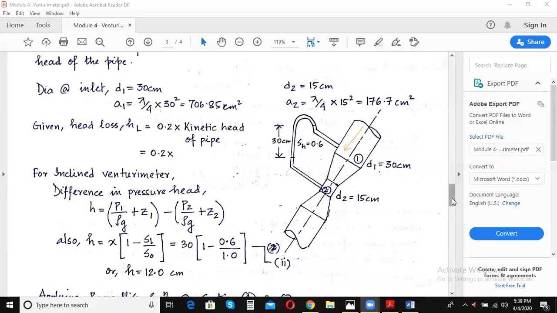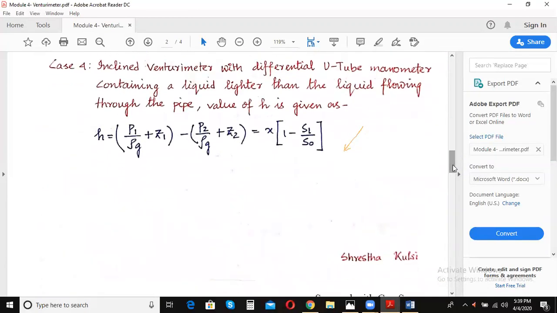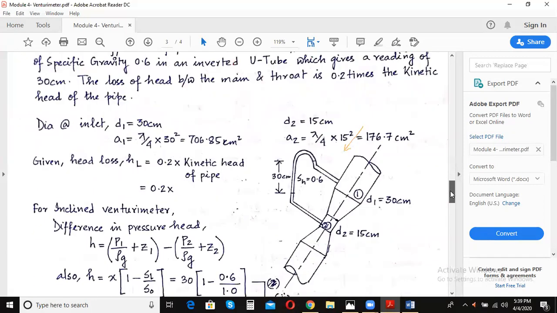So as we had discussed in the previous videos, whenever an inclined Venturimeter is there with a U-tube manometer containing a liquid lighter than the liquid flowing through the pipe, we can calculate the difference in pressure and potential head as this formula: x into 1 minus SL by S0, where x is the difference in head of the fluid which is there in the manometer, SL is the specific gravity of the lighter fluid which is inside the manometer, and S0 is the specific gravity of fluid flowing through the pipe. Clear?